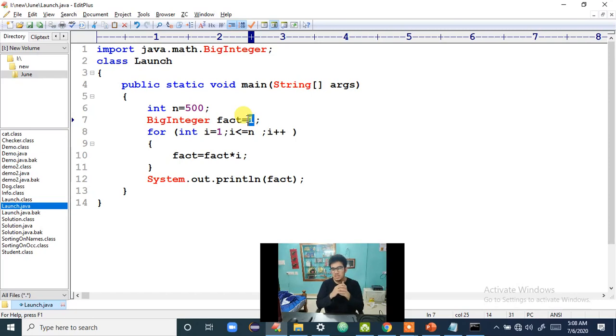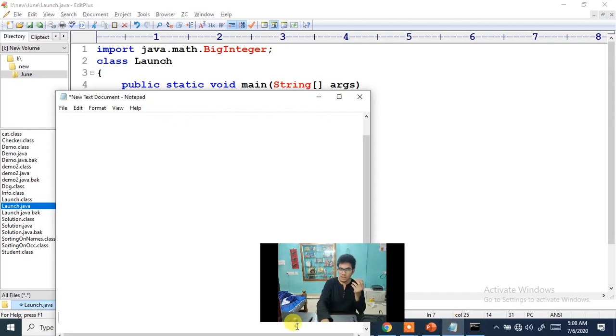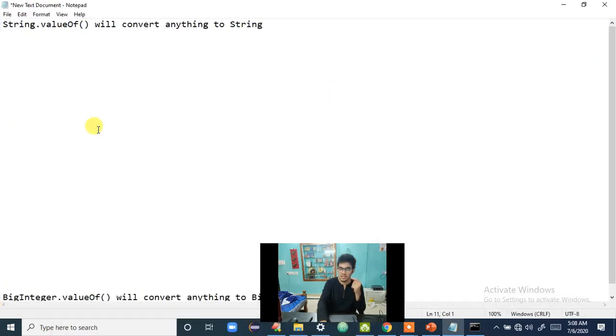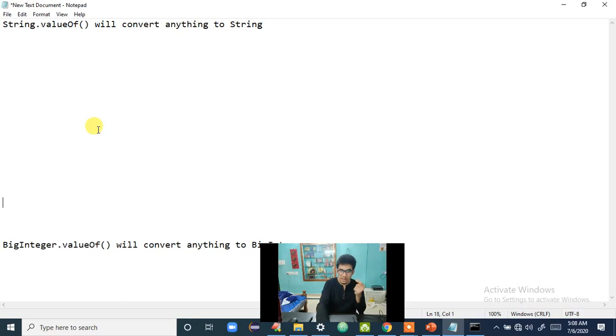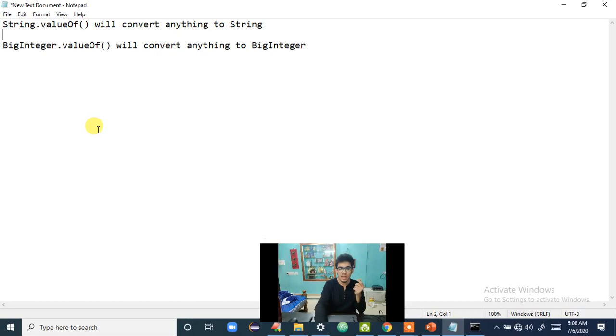Now the question is, how do you convert anything to string? Did you see somewhere here? Yes, String dot valueOf will convert anything to string. Same thing like that, BigInteger dot valueOf will convert anything to big integer. I want you to understand that. String dot valueOf will convert anything to string. Same thing, BigInteger dot valueOf will convert anything to what? Big integer. Very simple, right?